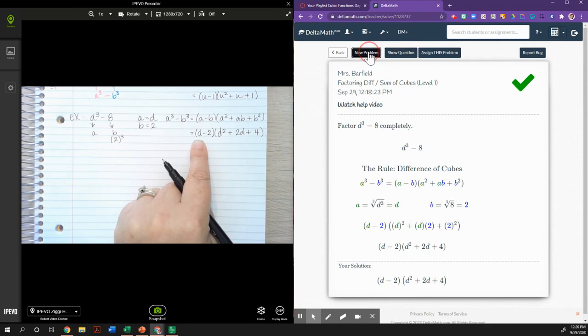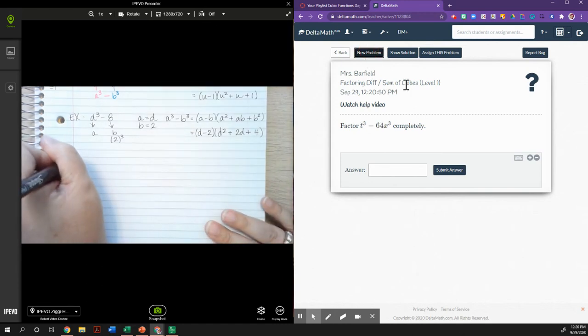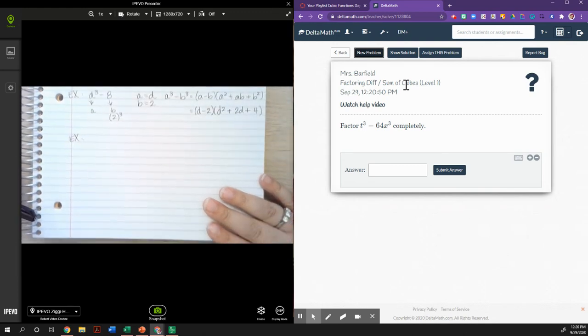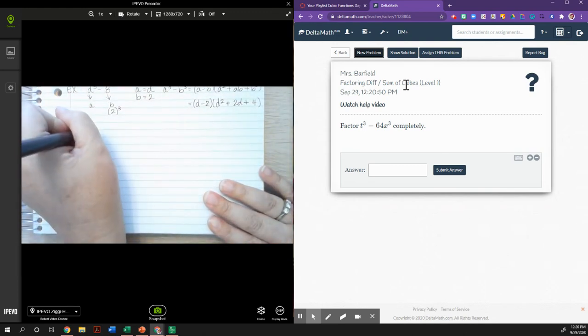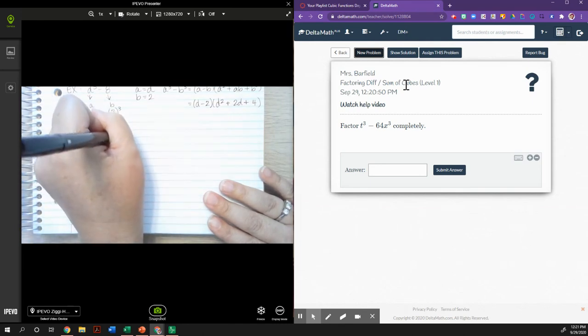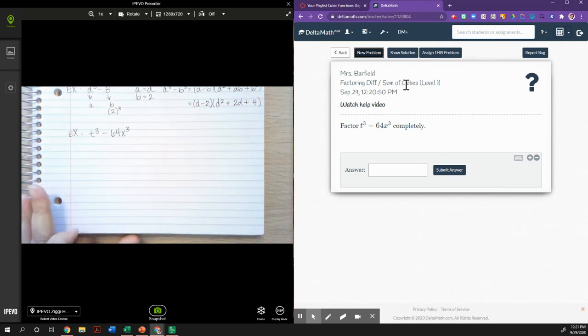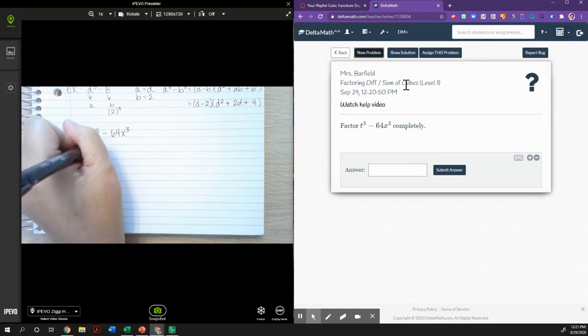All right, let's look at a new problem. Okay, again, I don't like 1, so I'm going to skip. There we go. All right, so I've got t to the third minus 64x to the third. I've got a couple things going on here, but it's not bad. So this is t to the third.